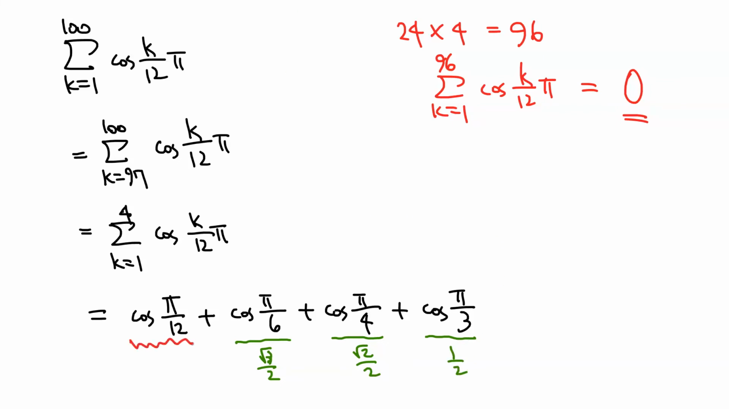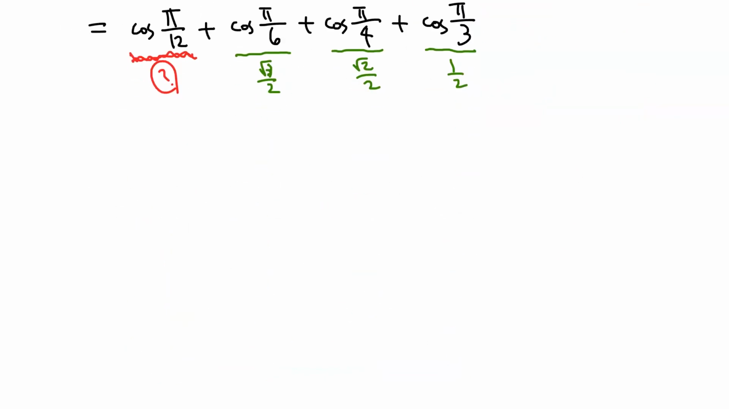But what about cosine pi over 12? Here we have to find the value of cosine pi over 12 by using the angle subtraction formula of the cosine. So notice that pi over 12 is pi over 4 minus pi over 6.